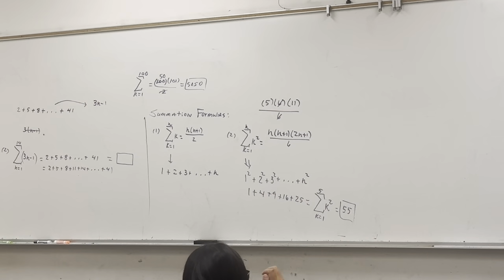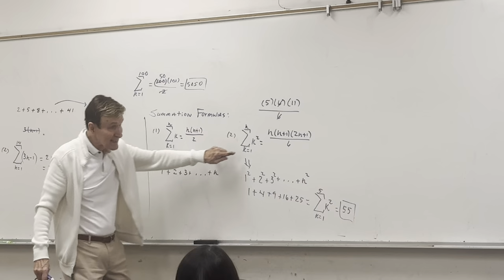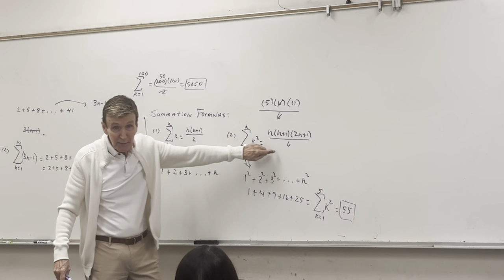So rather than me standing here and adding them up, we're going to use the formula. And what formula is it? I know it's a strange looking formula. If you're trying to add up something that takes this form, k squared, this is my formula.